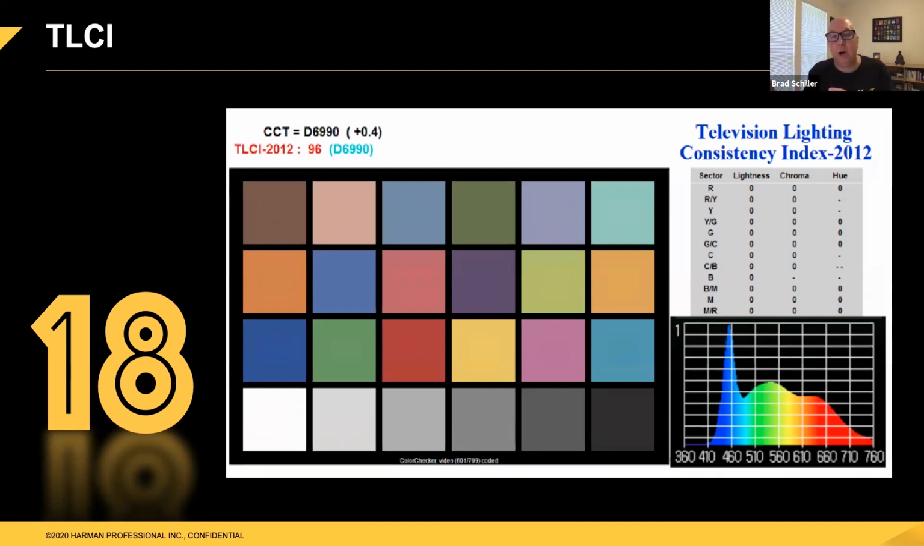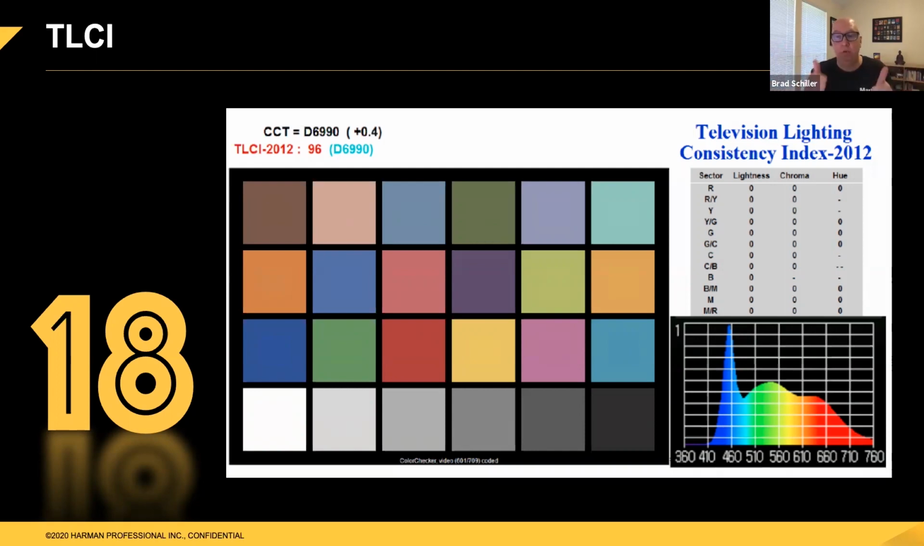If it's 85 or higher, guess what? That light will look great on camera. You don't have to worry. If it's between 50 to 85, you might have some problems with some colors on camera, but you can make corrections. And if it's below 50, don't use this light on camera, not to illuminate people and things.